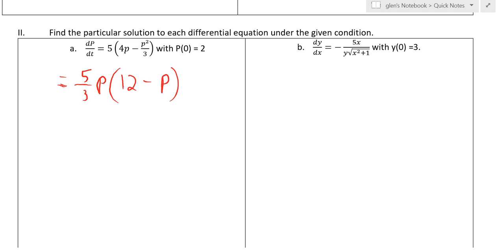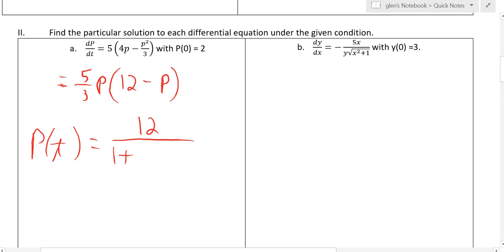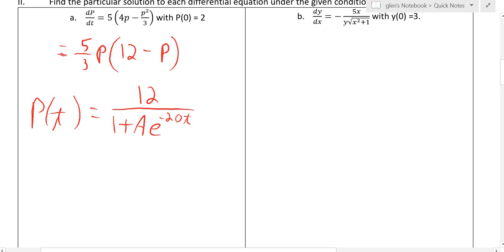How sweet. Which means that p of t is going to be equal to the carrying capacity, which in this case is 12, divided by 1 plus a e to the negative. You multiply m and k together. That's going to give me 4 times 5, which is 20 t. Simple enough.